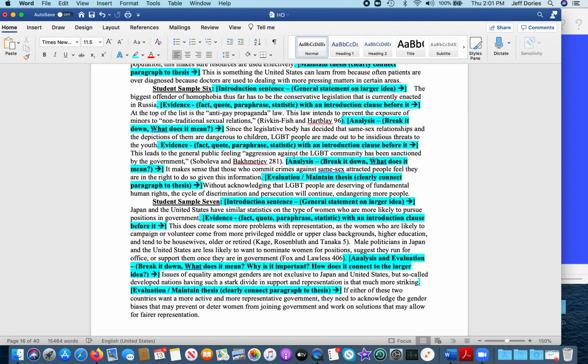"Without acknowledging that LGBT people are deserving of fundamental human rights, the cycle of discrimination and persecution will continue, endangering more people." Can you tell what her thesis is about? It's about LGBT rights, right? And that basically it's sanctioned by the government, punishment of LGBT people. And it connects to the larger idea and maintains the thesis. So it's good. So in this case, she does it in an unusual way, right? She breaks it up a little bit as she goes.